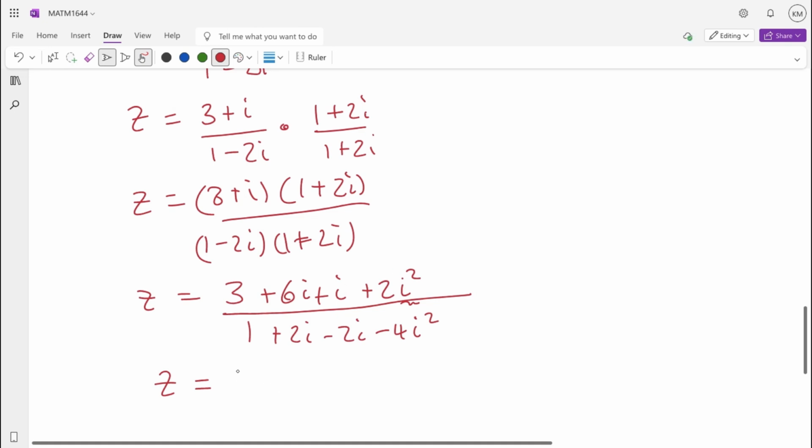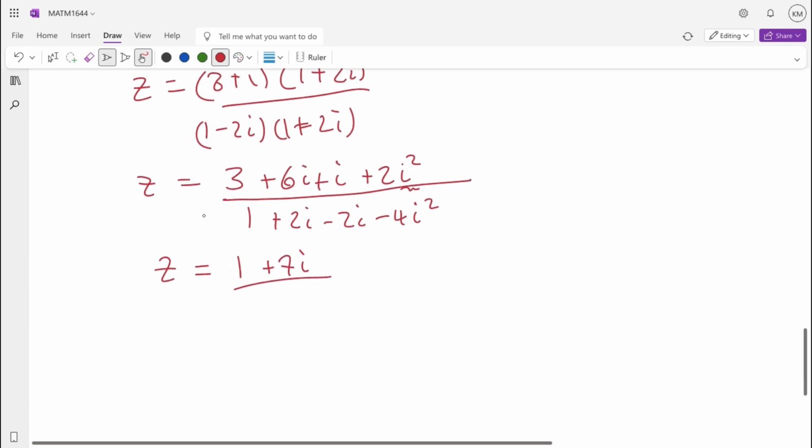Then 3 minus 2, that will be 1. Then 6i plus i, that will be plus 7i. Then divided by, now here, 2i minus 2i, that will be 0. Then we're basically left with 1 minus 4i squared. Then replace i squared with minus 1, then we'll have minus 4 times minus 1, that will be positive 4. Then 4 plus 1, that will be 5. So the denominator will end up with something like that.